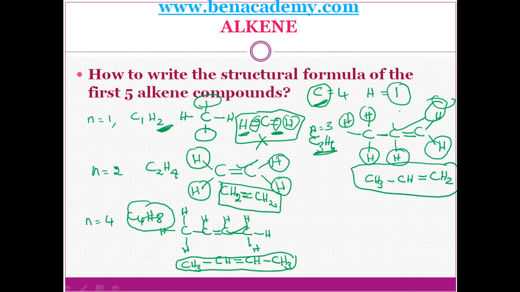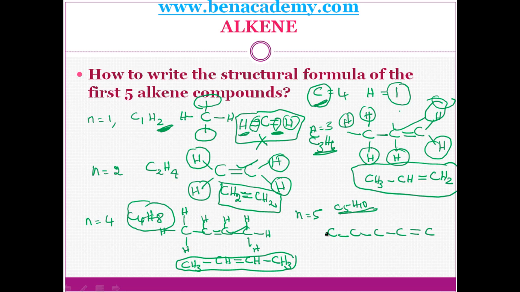If the number of carbons are 5, now what will you do? So first, what is the formula? C5, 2 times 5 is 10. So C5H10, 1, 2, 3, 4, 5. Put a double bond anywhere. In all the other places, you put a single bond.